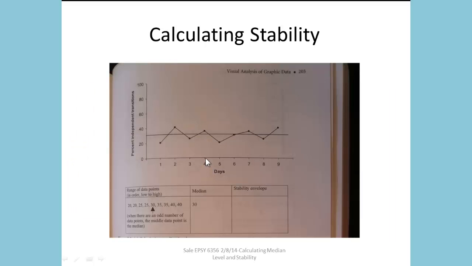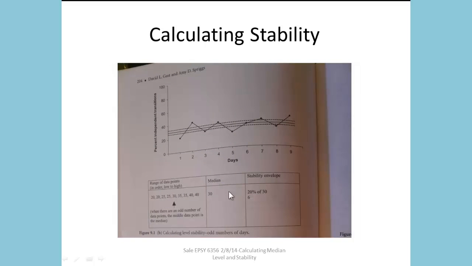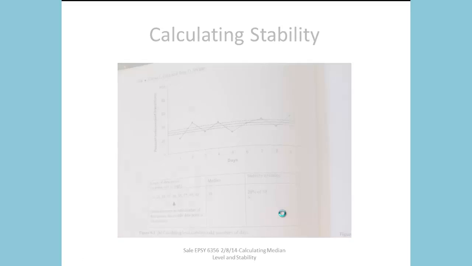Our median in the Gast book was 30. As you can see, he took 20% of 30 and he arrived at 6. So his stability envelope is 6, which ends up being 3 on the top and 3 on the bottom. Let's take a look at ours.